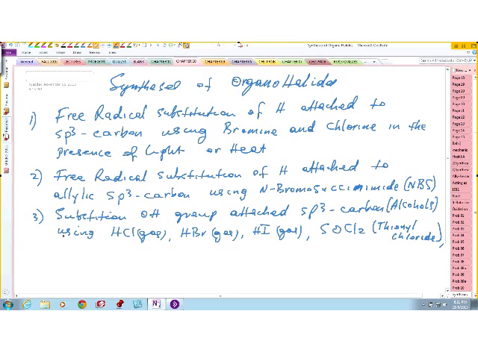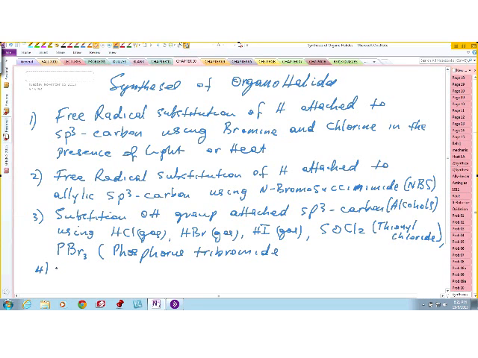Thionyl chloride and phosphorus tribromide, PBr3, phosphorus. Of course, the other two methods that I told you that we've used before, let me go ahead and list those also.